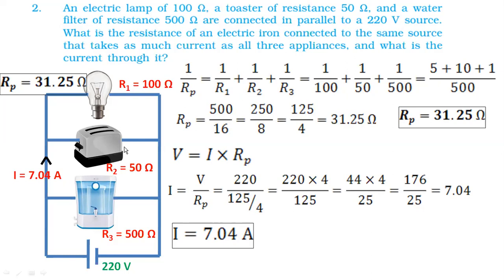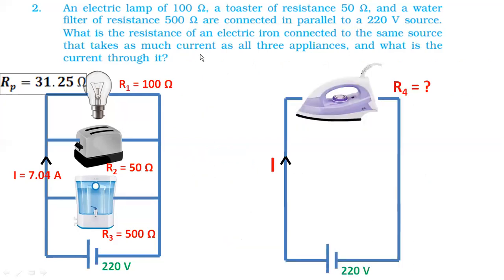Okay, now let us go for the understanding part, because we still need to calculate the resistance of the electric iron, and also we need to find out the current through it. So one thing we have received: current. They are asking us to find out the resistance of this iron and the current which is flowing through this iron. So this value of I we have already calculated. What is the value? 7.04.